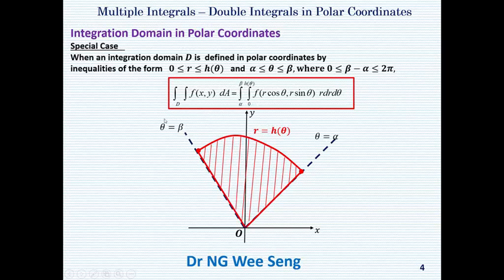A special case emerges when the lower bound is identically 0. So it's a zero function, which means you are at the origin. The region looks like this. This case is important because any sector of a circle, including a circle itself, will belong to this kind.